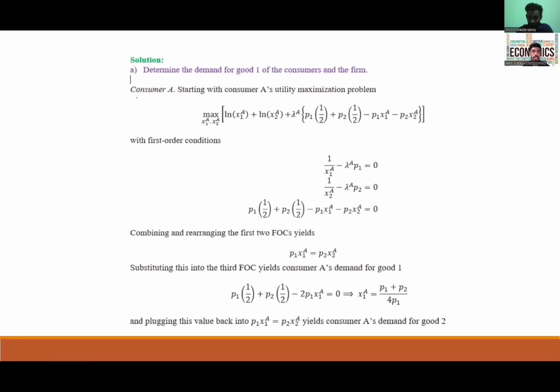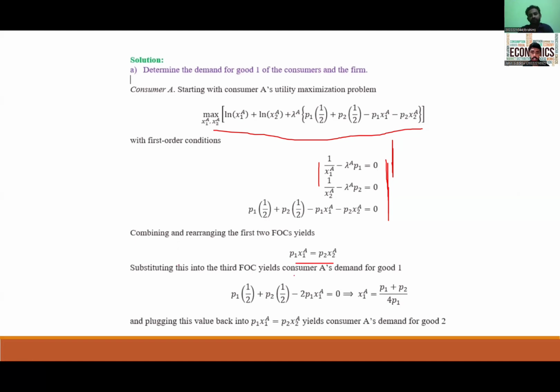We start our solution with consumer A. Here is the maximization problem of consumer A, with the first order conditions with respect to x1a, x2a, and the Lagrange multiplier lambda a. Here are the three conditions after we use the first order condition. After combining and rearranging the first two first order conditions, we get this equation: P1 x1a is equal to P2 x2a.